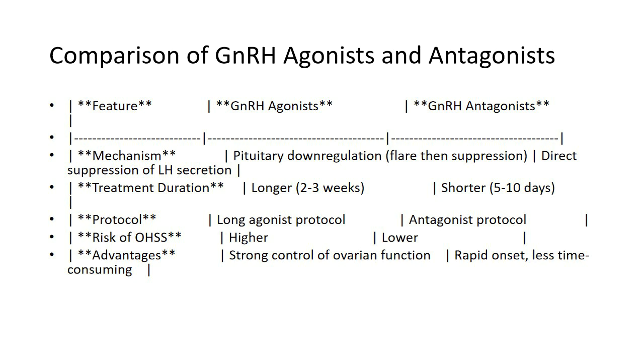Treatment duration: longer, 2 to 3 weeks before ovarian stimulation. Shorter, 5 to 10 days during ovarian stimulation. Timing of administration: early in the cycle for pituitary downregulation. After starting ovarian stimulation, day 5 to 6. Using ART, primarily in long agonist protocol for more controlled ovarian stimulation. Used in antagonist protocol, preferred in normal and high responders.